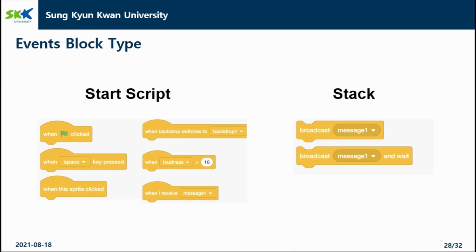We can classify event blocks with start script and stack. There are 6 head blocks that start script and 2 stack blocks that fit above or below other blocks to make majority of the blocks.